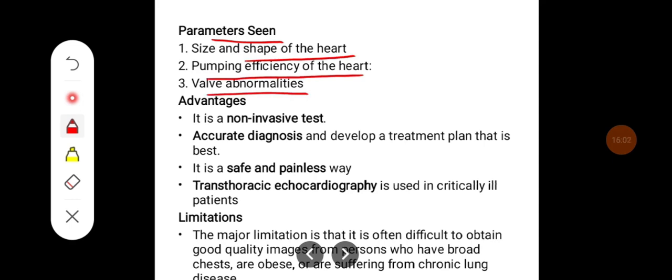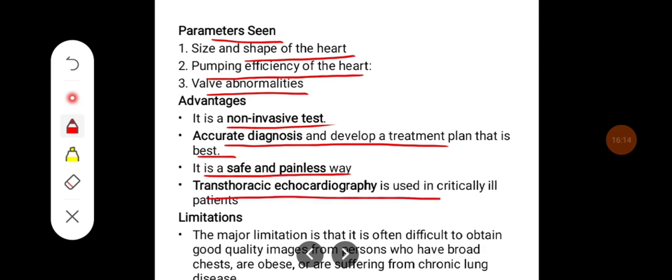So it is very advantageous as it is non-invasive, and accurate diagnosis, and to develop a treatment plan is better here. It is safe and painless. Transthoracic echocardiography is used in critically ill patients as well. The major limitation is that it is often difficult to obtain good quality images from persons who have a broad chest, or they are obese or suffering from chronic lung disease.